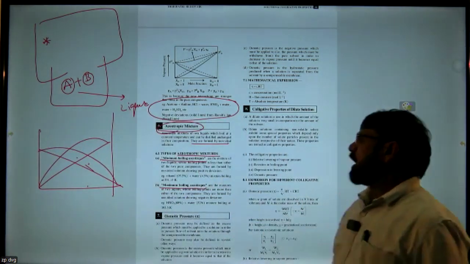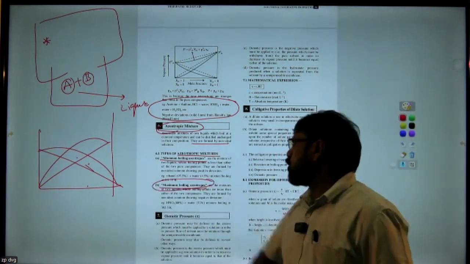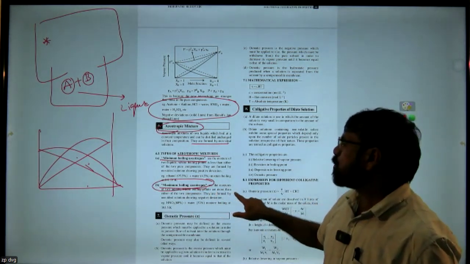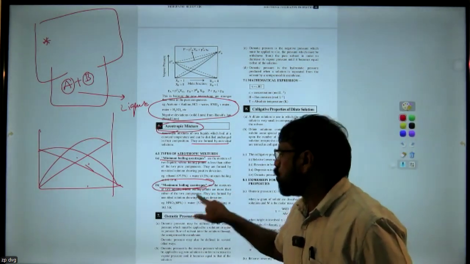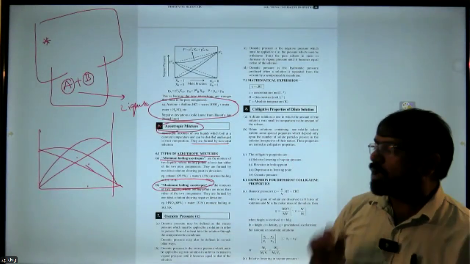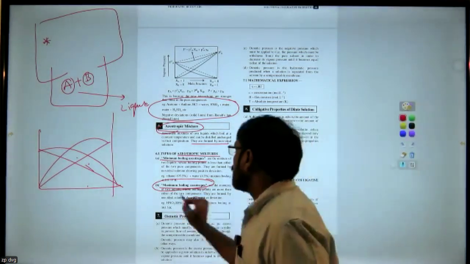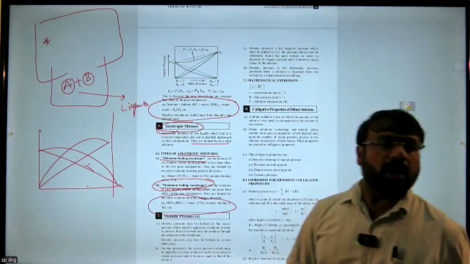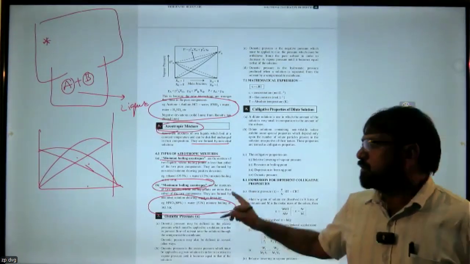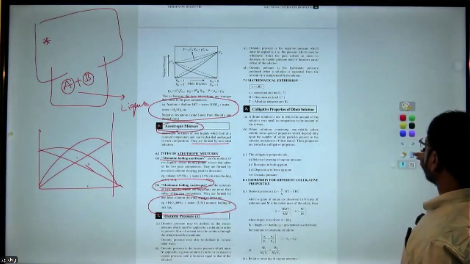Maximum boiling azeotropes. What are maximum boiling azeotropes? These are mixtures whose boiling points are more than either of the two components. They are formed by a non-ideal solution showing negative deviation. Example for it, HNO3 plus water. HNO3 and water are examples of this kind of solution. So that is about the azeotropic mixture.